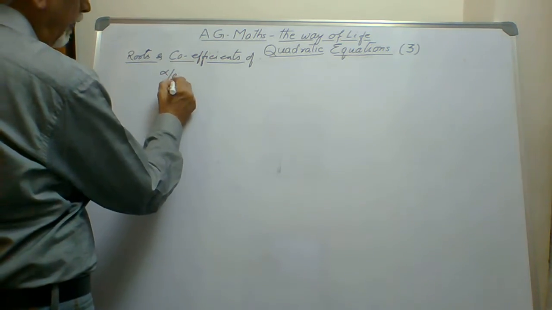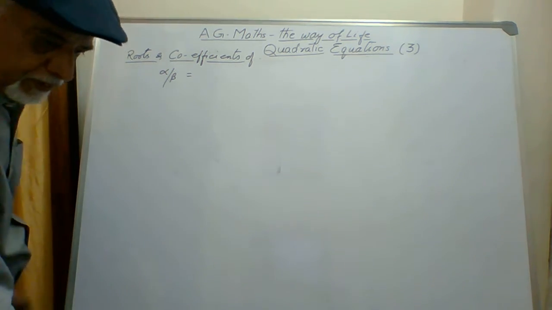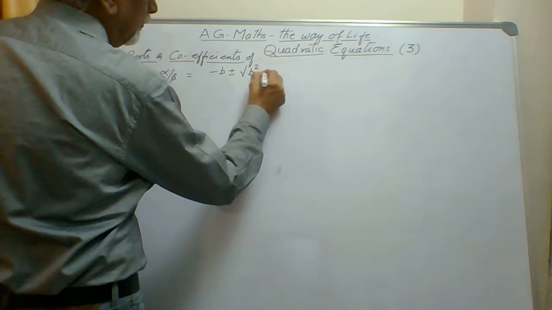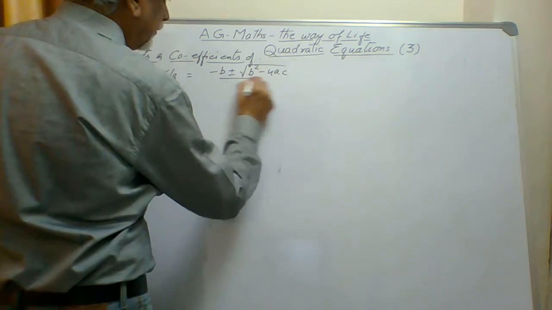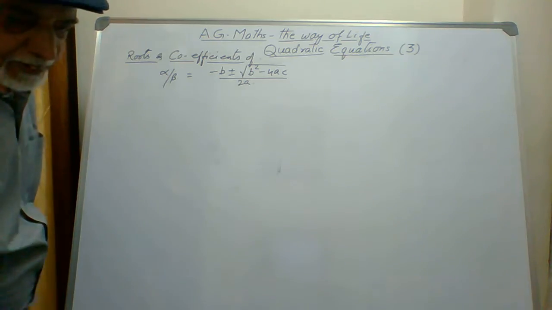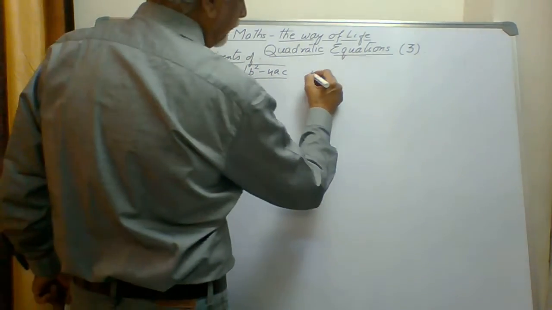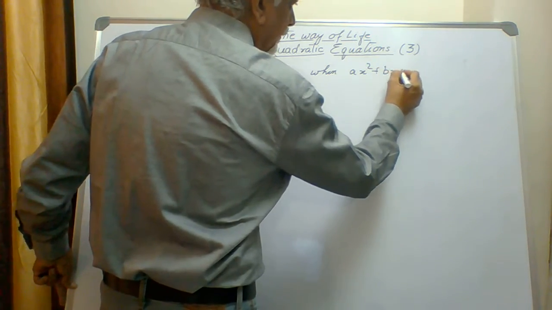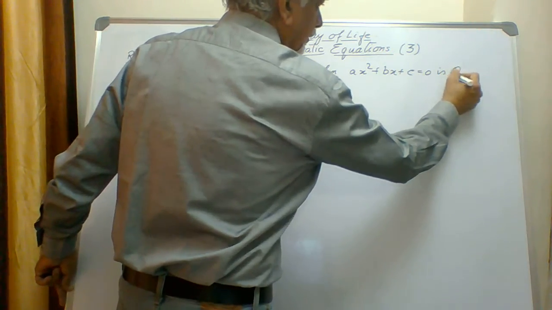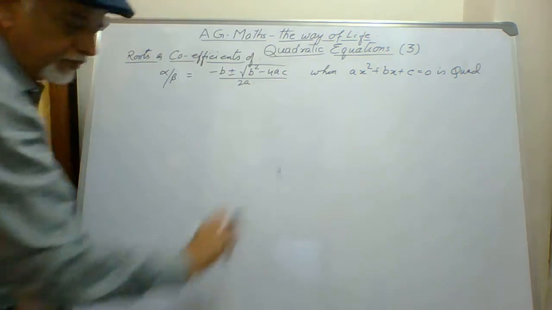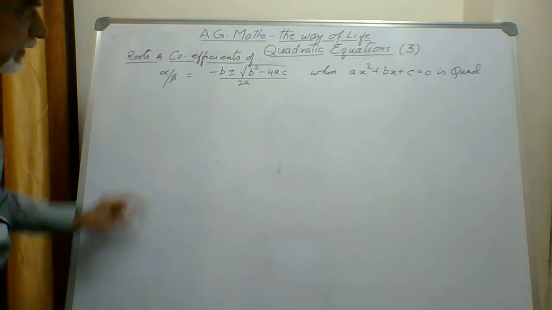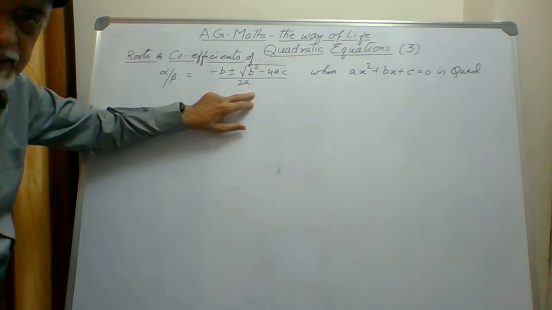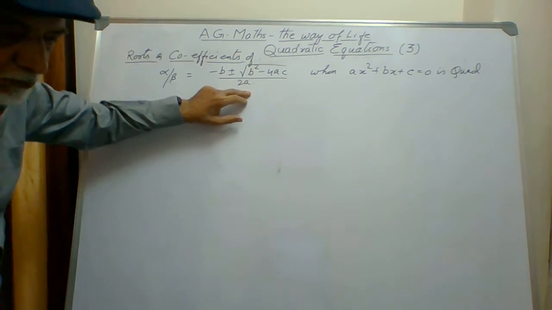Now, to start with that, we know that alpha, beta, if these are the roots of the equation, they can be written in terms of Sridhar Acharya's formula like this: minus b plus minus root of b square minus 4ac over 2a, where a, b, c are the coefficients when ax square plus bx plus c is equal to 0 is the quadratic. If we have a quadratic like ax square plus bx plus c, then the two roots alpha beta are written as minus b plus minus root of b square minus 4ac by 2a as per Sridhar Acharya's formula.